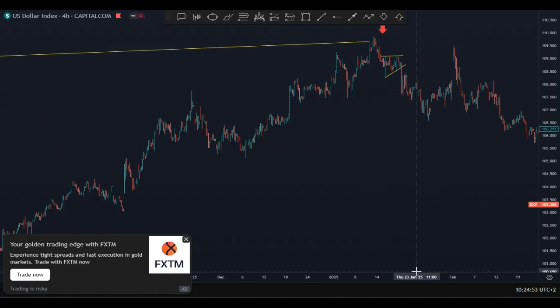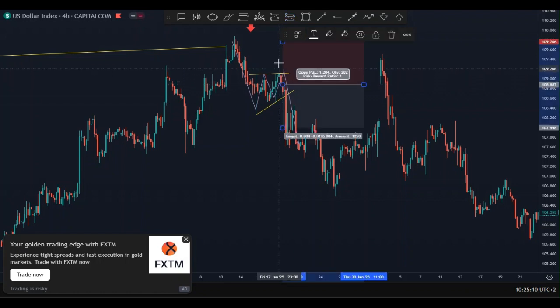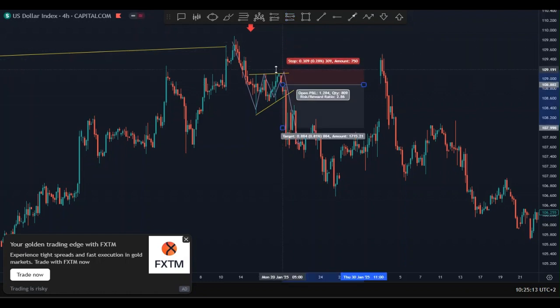Okay, let me show you the first. The first entry could have been the fact that after a third touch right here, we have this impulsive move going to the downside, and then we have a correction, then a move to the downside, guys. So you could have taken your risk entry at this bearish candle close right there, and then rode it to the downside.